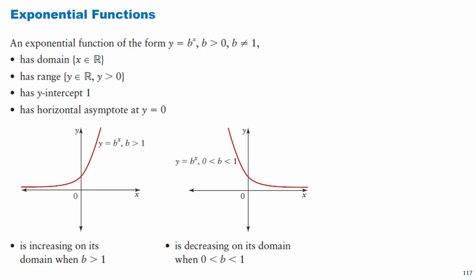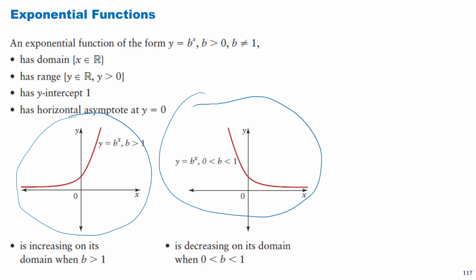Did you get it? And the graph looks like either this or this, depending on whether b is greater than 1, or b is greater than 0 and less than 1. If b is greater than 1, we have an increasing function like this. The domain is the whole real number set. The range is 0 to positive infinity. The y-intercept is (0, 1), and it has a horizontal asymptote at y equals 0. The function is increasing on its domain when b is greater than 1.